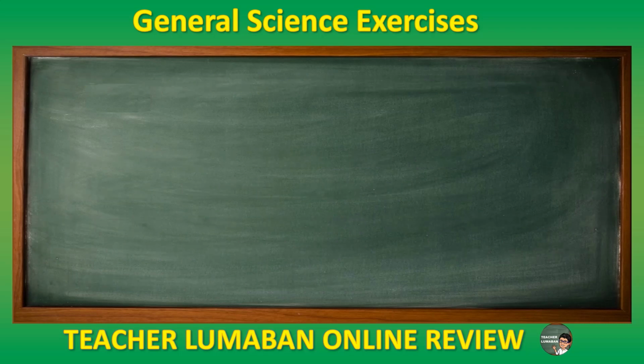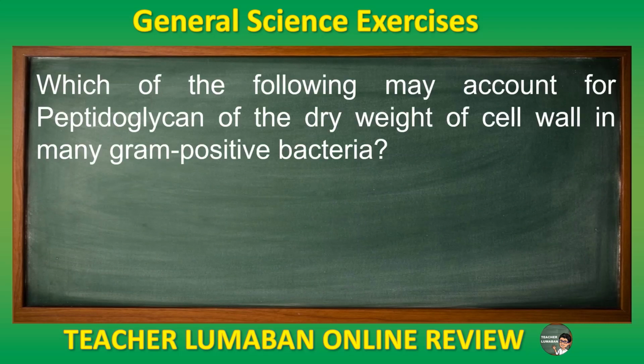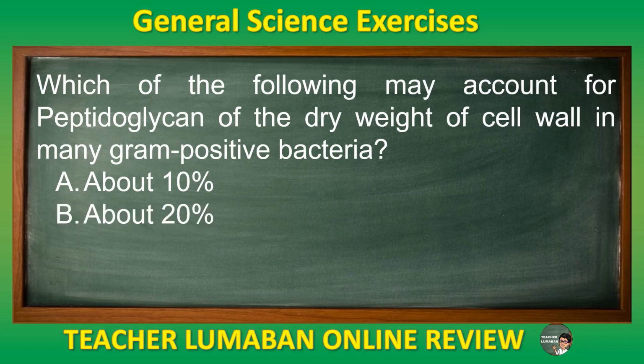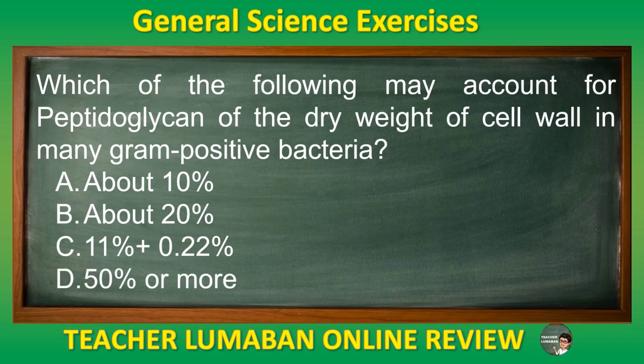Which of the following may account for peptidoglycan of the dry weight of cell wall in many gram-positive bacteria? Letter A, about 10%. Letter B, about 20%. Letter C, 11% plus 0.22%. Letter D, 50% or more. Choose the suitable answer based on the given choices in 5 seconds.